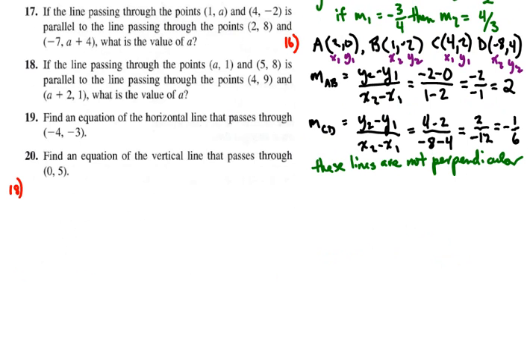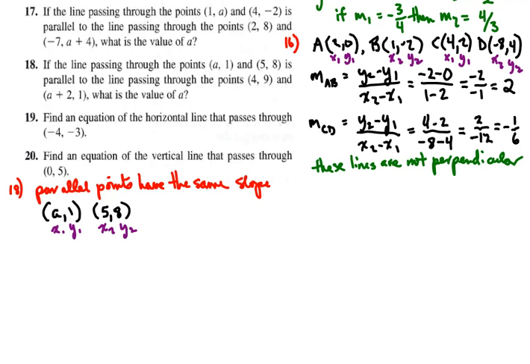Number 18: if the line passing through the points A, 1 and 5, 8 is parallel to the line passing through the points 4, 9 and A plus 2, 1, what is the value of A? Well, the main thing to recall here is that parallel lines have the same slope. And so we need to find the slope of the first line and set it equal to the slope of the second line.